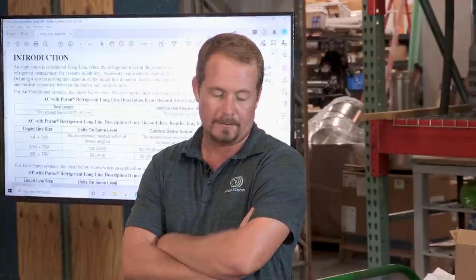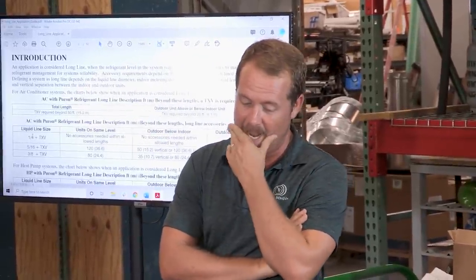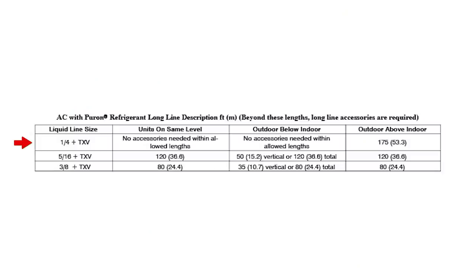We can reduce the need for some of these long line accessories by using a smaller liquid line. So you can see, if we have a quarter inch liquid line with a TXV and the units are on the same level, it doesn't matter how long it is within the acceptable, allowable length, no accessories are needed. Outdoor below indoor, no accessories needed. Outdoor above indoor, now above 175, then you need accessories. So this chart here is just telling you when you do and do not need accessories.